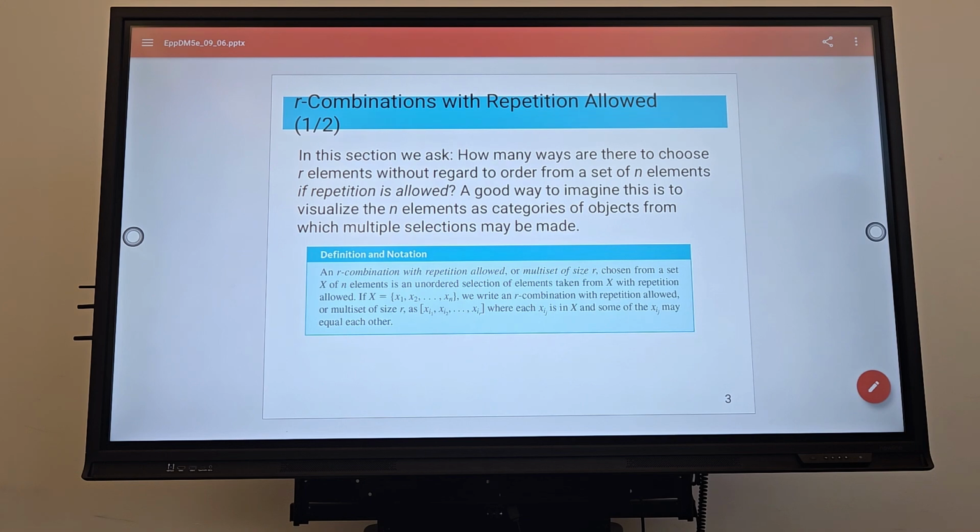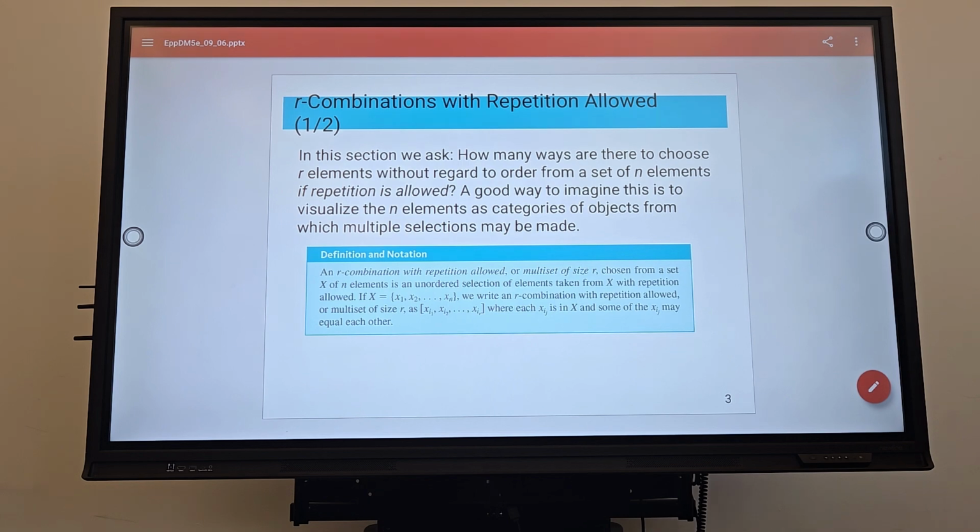A good way to imagine this is to visualize n elements as categories of objects from which multiple selections may be made. Definition and notation. An R combination with repetition allowed, or multiset of size R, chosen from a set X of n elements, is an unordered selection of elements taken from X with repetition allowed.